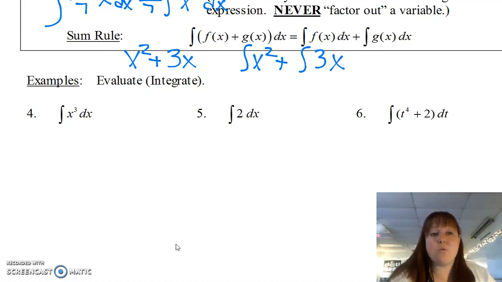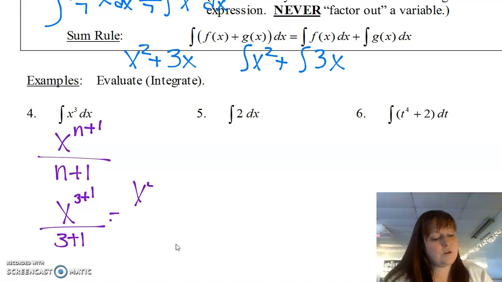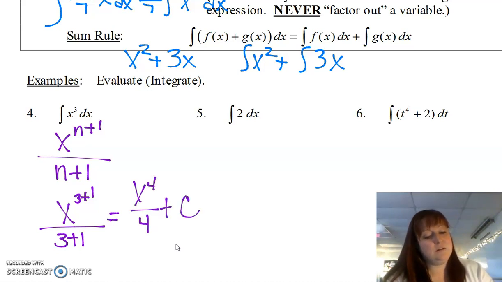So we use the power rule on this one, x cubed. We just use the power rule. And we know that the power rule says x to the n plus 1. The integral would be x to the n plus 1 over n plus 1. Okay? So the derivative of some function is x cubed. What's the actual function? So we take x to the 3 plus 1 over 3 plus 1. So that's x to the 4th over 4 plus c.